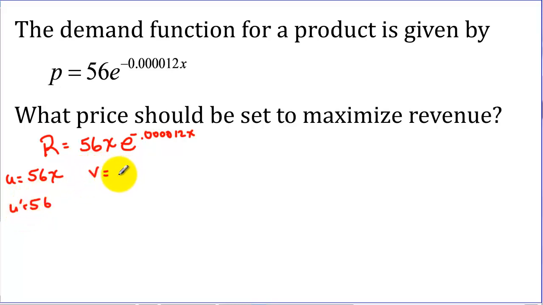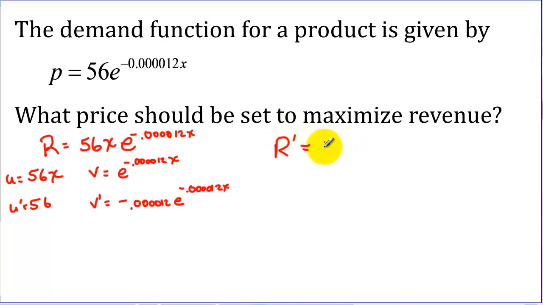V is e to the negative 0.000012x. So v prime will be, when we do the chain rule, we're going to get that constant, and then e to that same exponent. So to get our marginal revenue, r prime, we're going to cross multiply.